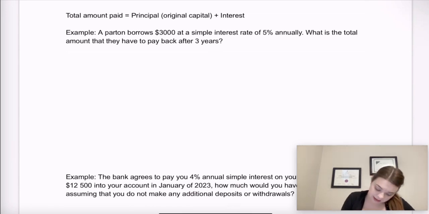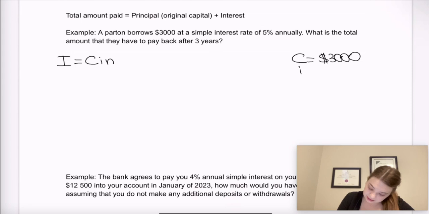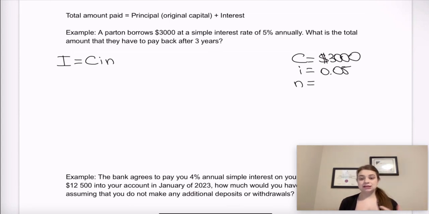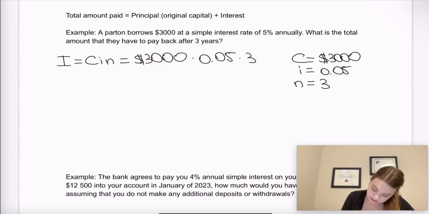So, as a reminder, the way to calculate simple interest is by multiplying CIN, where C is the original principal or capital. So C in this case is going to be $3,000. And then I is the interest rate, which is 0.05, so 5% annually. And then N is the number of periods that have passed, the number of interest periods. Since this is an annual interest rate, N is going to be 3, because it's a total of 3 years that the money is being borrowed for. So that's going to give us $3,000 times 0.05 times 3.